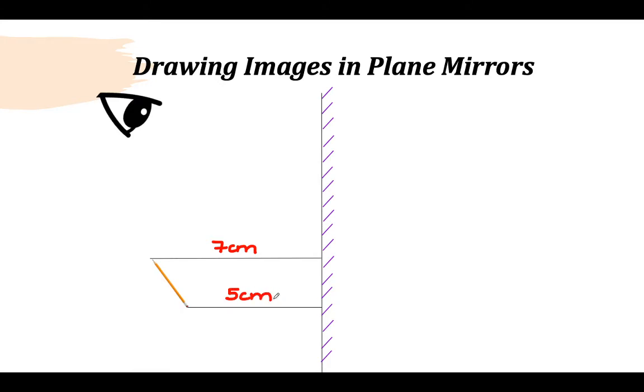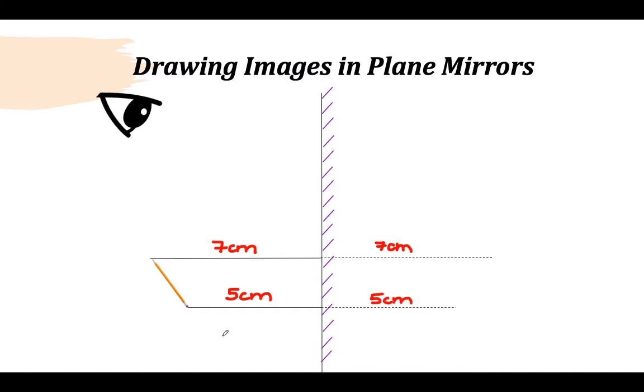Now what I'm going to do is draw those lines on the other side of the mirror. So I'm going to draw a 7 centimeter line behind the mirror, and also a 5 centimeter line behind the mirror.